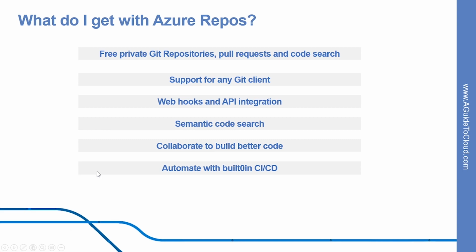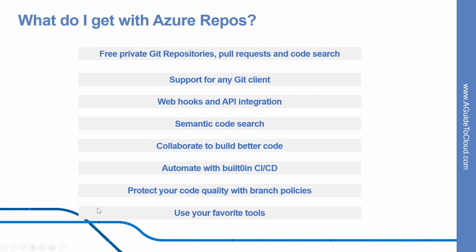Then we have automate with built-in CI/CD. This helps you set up continuous integration and continuous delivery, CI/CD, to automatically trigger builds, tests, and deployments with every completed pull request using Azure Pipelines or your tools. Then we have protect your code quality with branch policies. Keep code quality high by requiring code reviewer sign-off, successful builds, and passing tests before pull requests can be merged. And you can customize your branch policies to maintain your team's high standards.